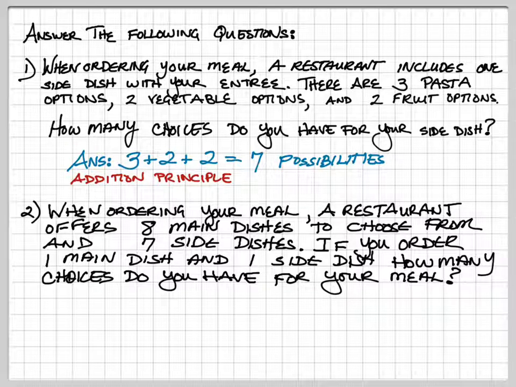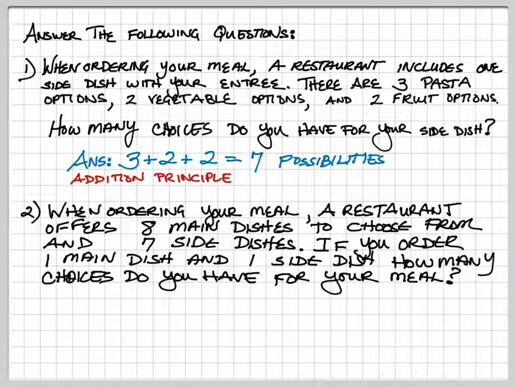How about now when you order your meal from the restaurant? They offer 8 main dishes and 7 side dishes, and when you order, you get 1 main dish and 1 side dish. How many choices do you have for how you can construct your meal? Pause for a minute, write an answer down, and start it up again when you're ready.